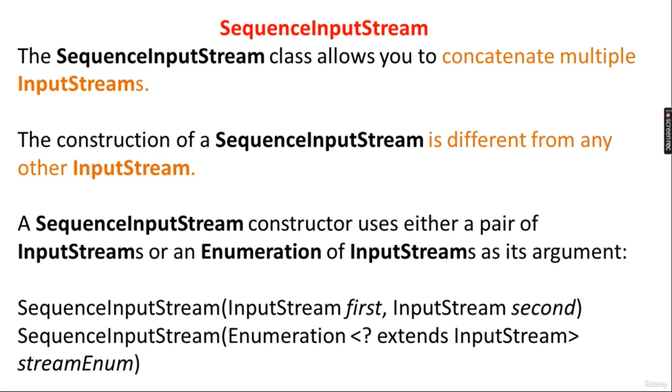The first is using a pair, like SequenceInputStream(first, second). Because it is a sequence input stream, it will need more than one, that is at least two input stream objects to concatenate. And second is enumeration. What does that mean? Enumeration is iteration over the input stream objects. So you will iterate through the input streams, however many there are, and try to concatenate or combine them.